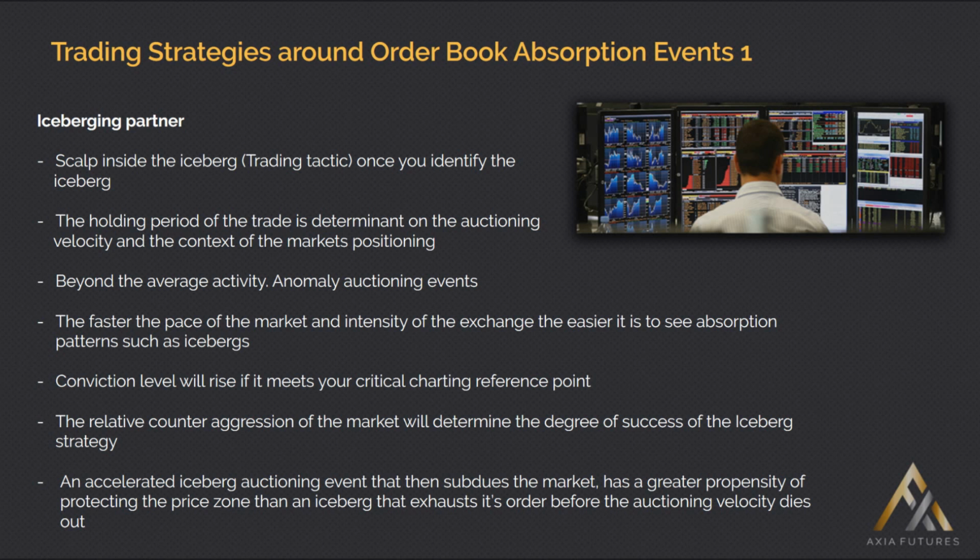Conviction levels will rise if it meets your critical charting reference point. So as I said, if you have a confluence of levels, you have a VPOC by a trend line and exiting a weekly value, so you have a whole confluence of levels, and then you see an iceberg and you see the market unable to penetrate lower, well then you can start scalping really aggressively, because it's almost a triple confirmation of a play, and you're getting that confirmation from the particular type of price action that you are observing.